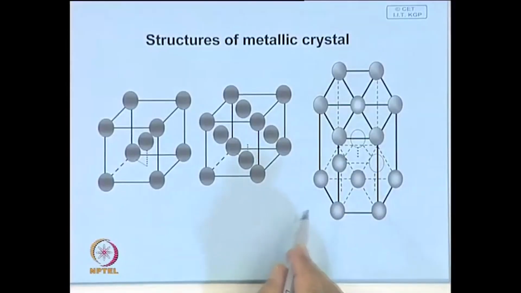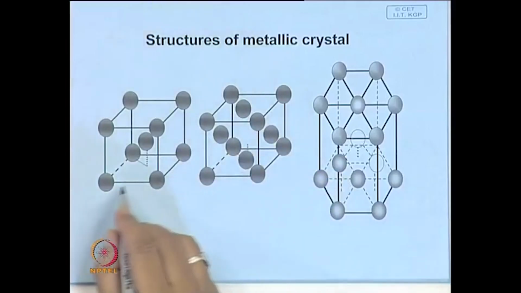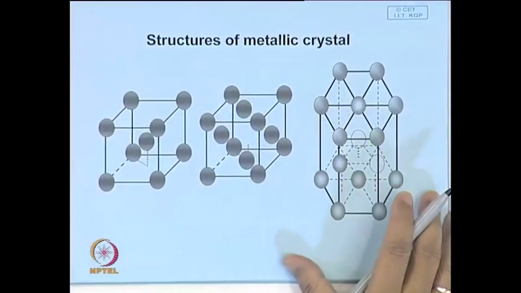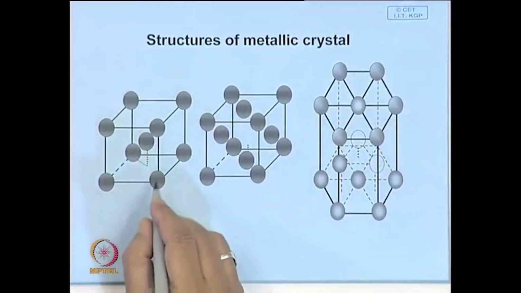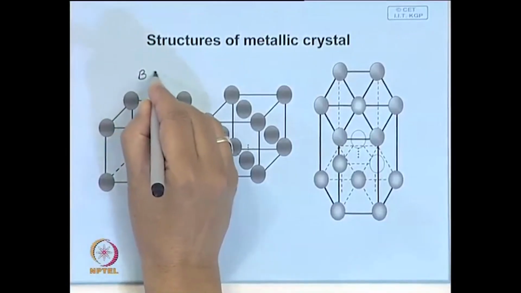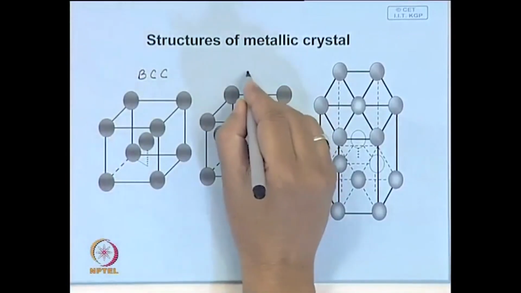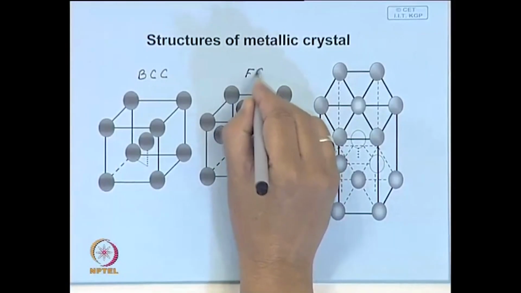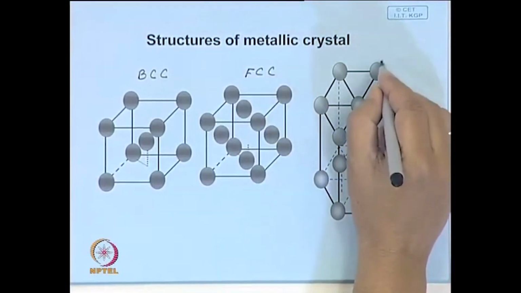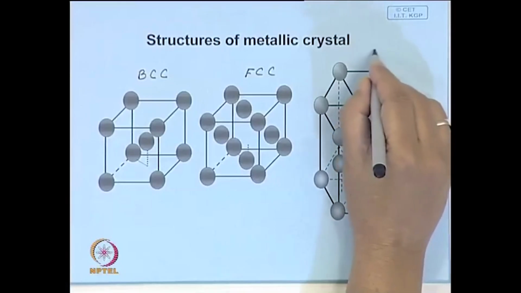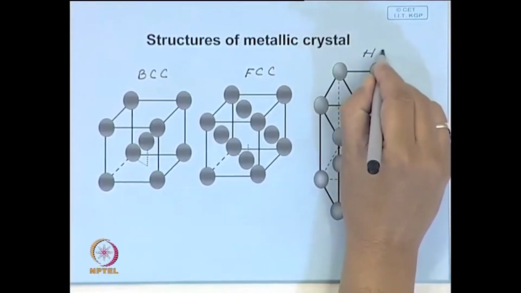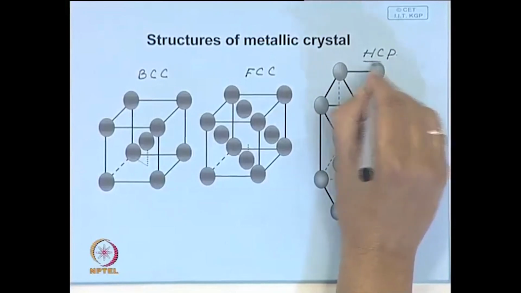Now, most of the metallic crystals belong to one of these, not that there are no other crystal structures, but primarily this is body centered cubic, this is face centered cubic, and this structure, although its primitive lattice is hexagonal, we call the hexagonal close packed structure.